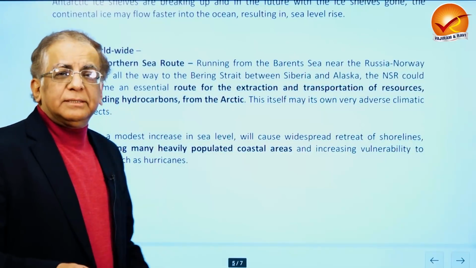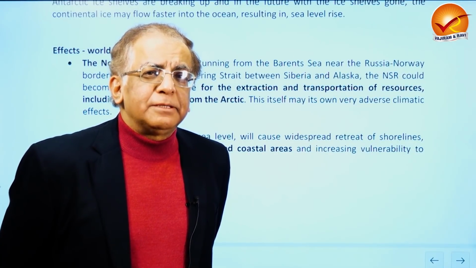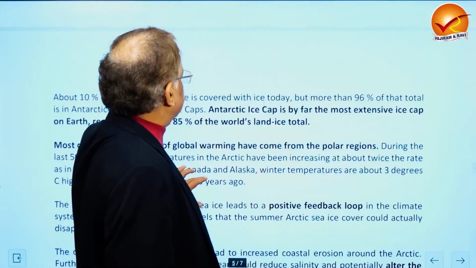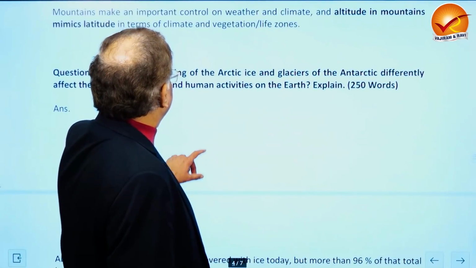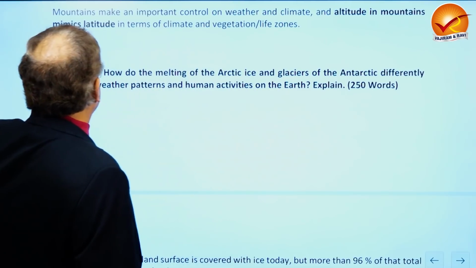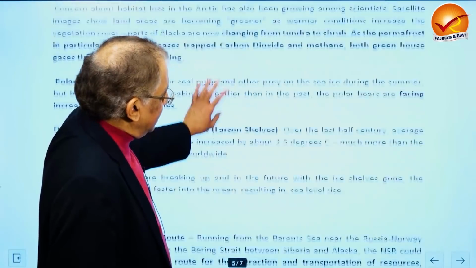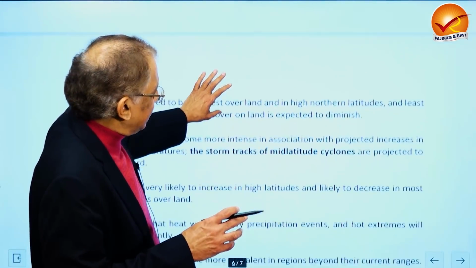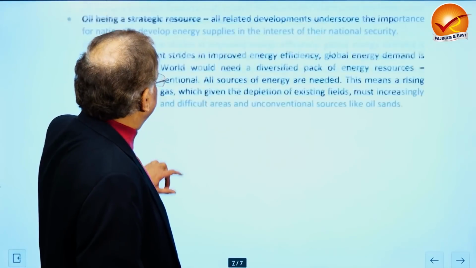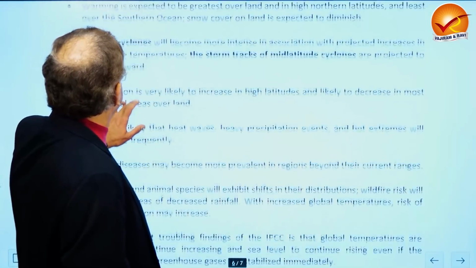Now, since all this is related to global warming, the question is about the impacts. Remember, in the beginning we had a question asking how the melting of the Arctic ice and glaciers of the Antarctic differently affect the weather patterns and human activities. So what you have mentioned in the beginning here, you need to reduce for the real answer finally. And now I mention a few more points, and as per the requirement one can use them in the answer.